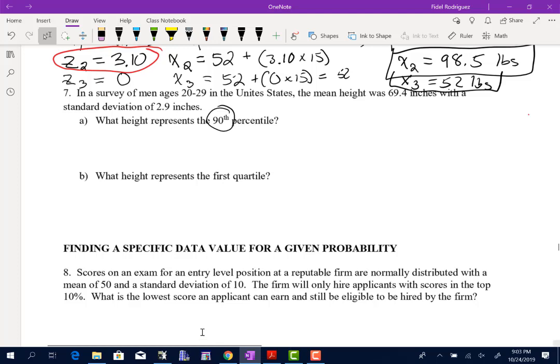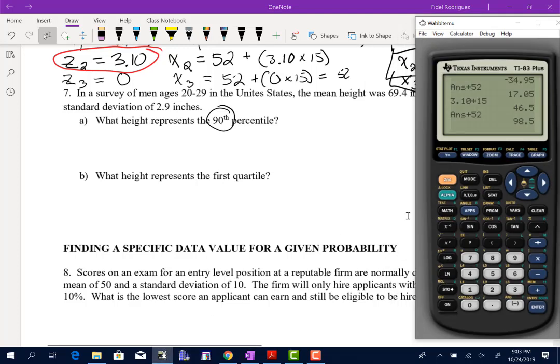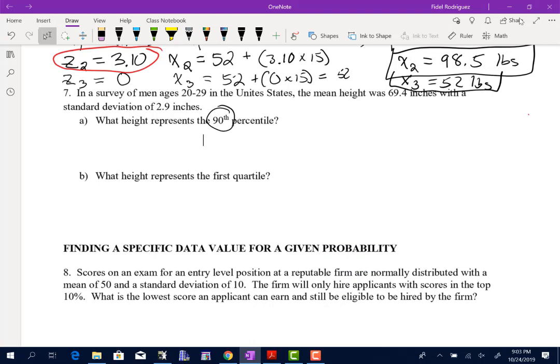Do y'all remember how we did that? We went to inverse norm, hit enter, and then we typed in what number? 0.90? 0.9, 0.90, it's the same thing. Guys, what number would I get for my z? 1.28. Okay, so all this is telling me is that my z value is going to be 1.28.